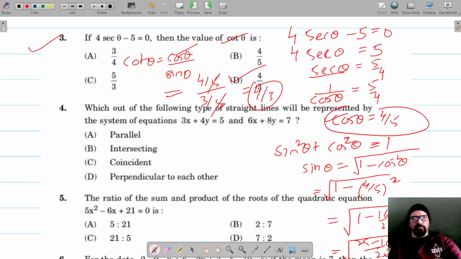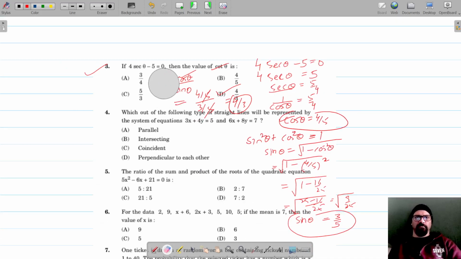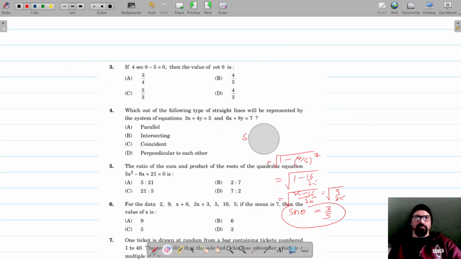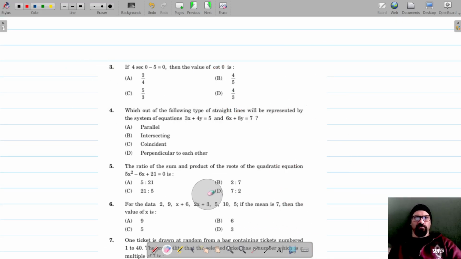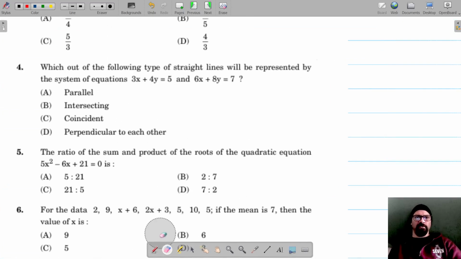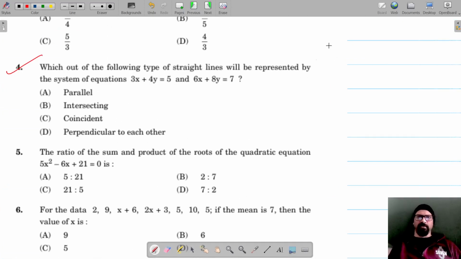Okay, let's move on to question number 4. For question number 4, it's given: which out of the following type of straight lines will be represented by the given system of equations. The given system of equations are, the first equation is 3x plus 4y is equal to 5, and 6x plus 8y is equal to 7.